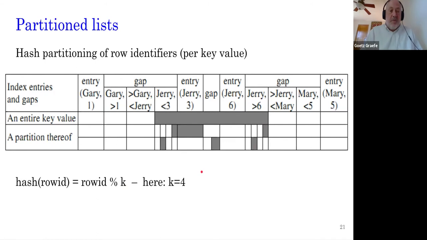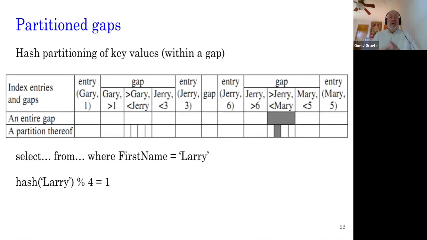So that was the first trick up our sleeves. We partition the instances of the key value, of a key value like Jerry, that actually exists in our index. And we also partition the gaps. So for example, this gap here between Jerry and Mary, we can partition. So if I have a query like this, how many Larrys are there in my database? I take the value Larry, I apply my hash function, and then I actually lock only one partition.